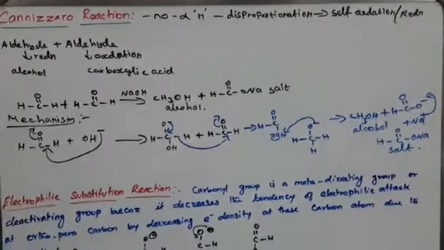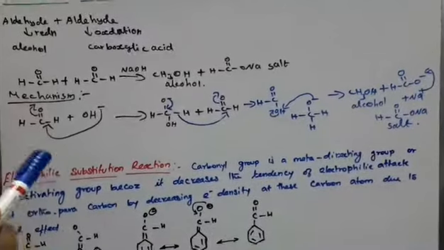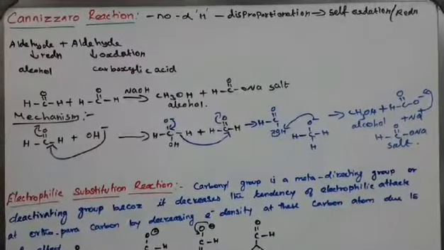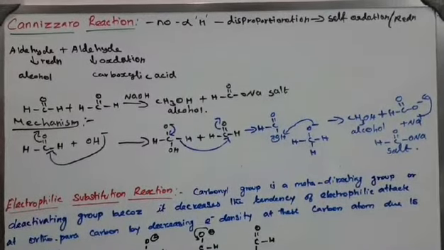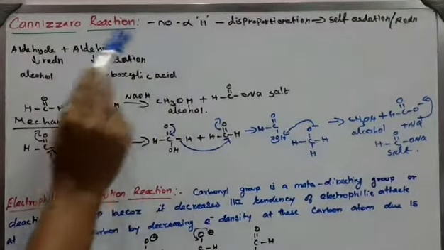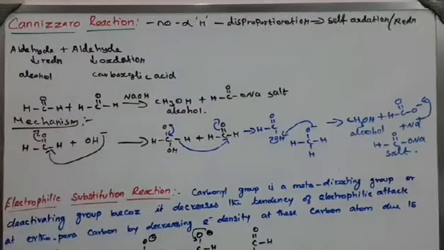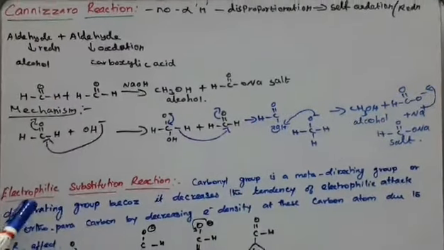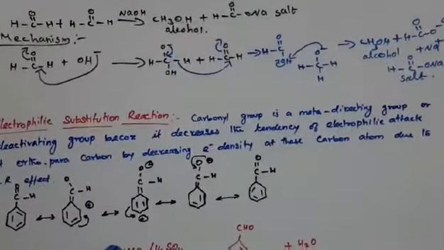Okay. So students, the only difference is, in the presence of alpha hydrogen atoms, it will definitely undergo aldol condensation. In the absence of alpha hydrogen atoms, it will give the Cannizzaro reaction. Okay. The last one, electrophilic substitution reactions.